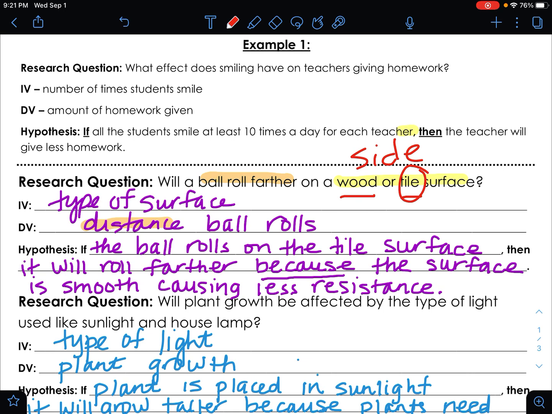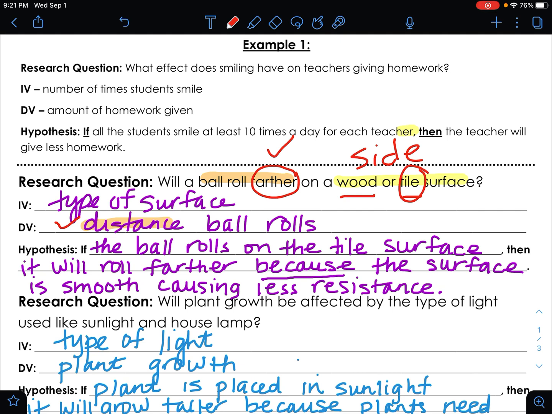Because remember, with our "then," it's going to address the dependent variable. It's what we think is going to happen. And it needs to address what the question is asking. We're not wondering how fast it's going to go. We're not wondering how straight it's going to go. We're wondering how far it's going to go. So if the ball rolls on the tile surface, then it will roll farther.